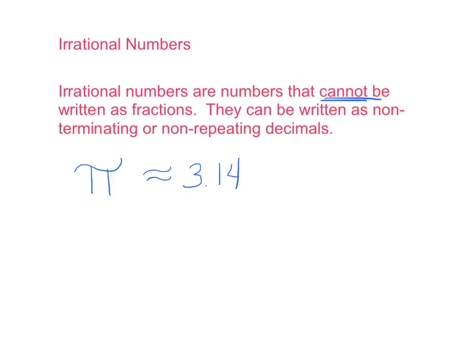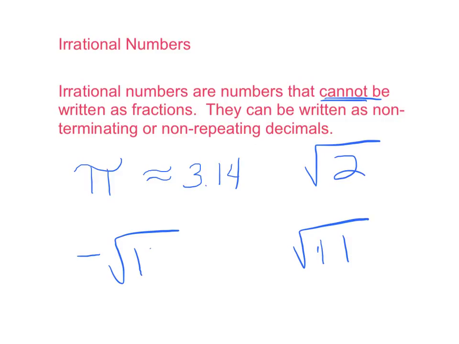Some of the other ones we talked about were square root of 2, square root of 11, negative square root of 13. So square roots of non-perfect squares. Also, numbers that you will see written like 1.3842 ... So the dots tell us that they keep going, but there's no pattern to be found. Those are irrational numbers.